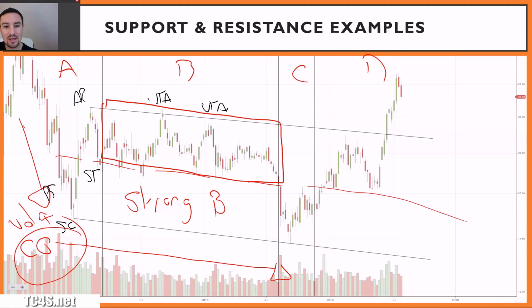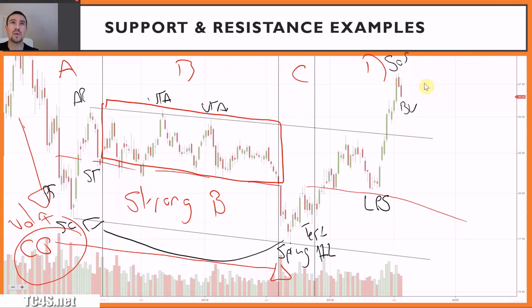This down here would be our spring because it undercuts the selling climax lows. We then have a test, which is a higher low. This here I would then refer to as an LPS, and this would be our sign of strength, and we'd currently be undergoing our backing up action.